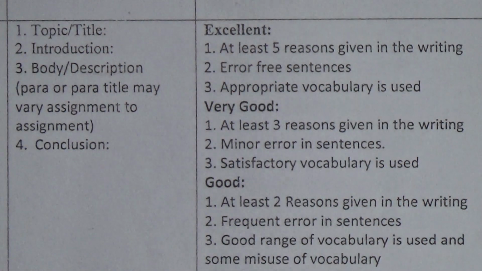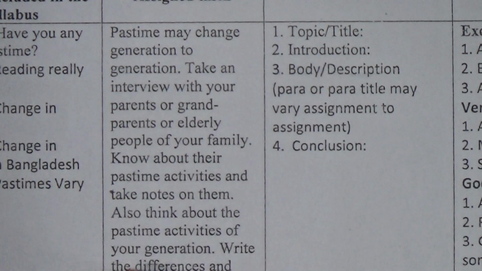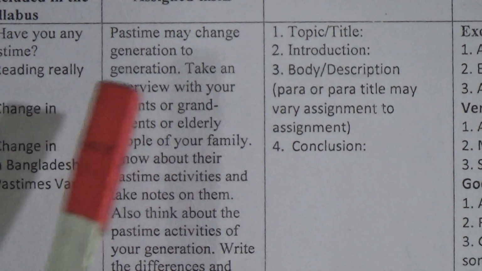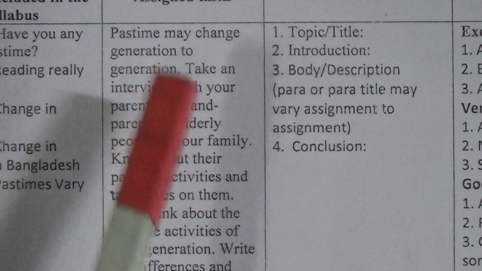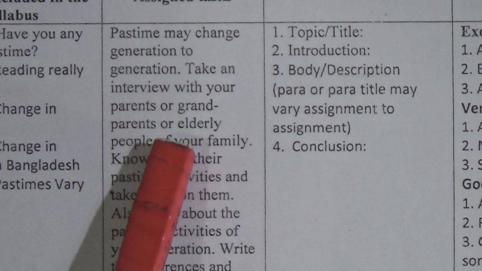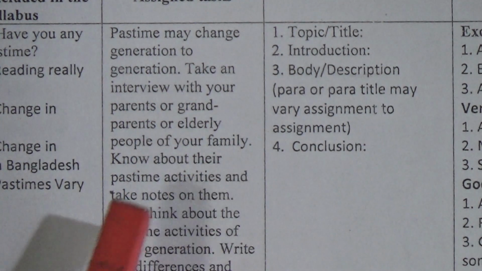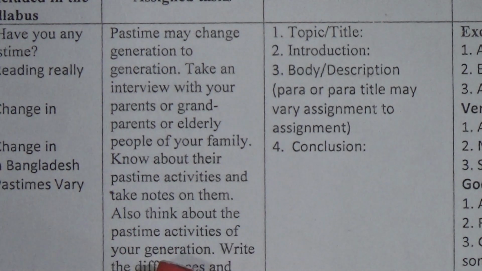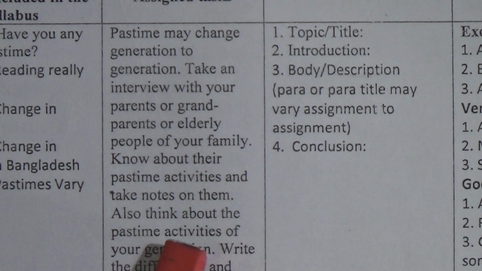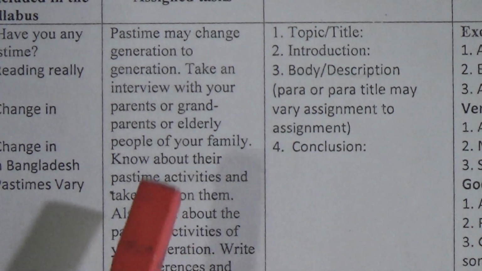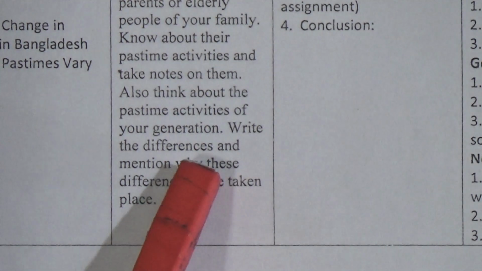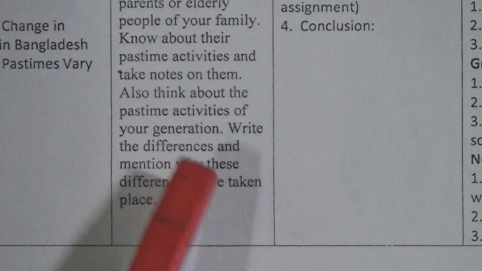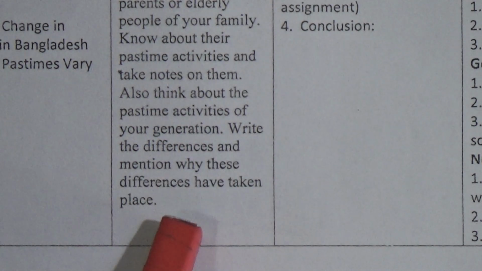Now come to the main discussion. Our main assignment task is that you have to write about pastime. So for knowing about pastime activities, you can talk with your parents, your grandparents, elderly persons of your family, and also you can talk with your friends and new generation people about their pastime activities, and from this you will get various ideas about pastimes, and with all these ideas you will write your assignment.